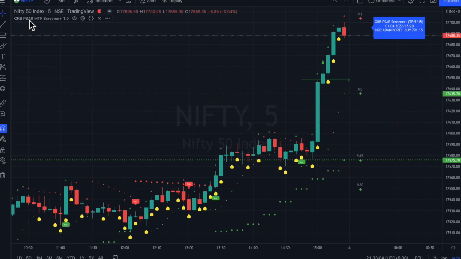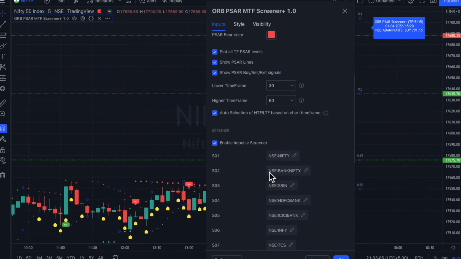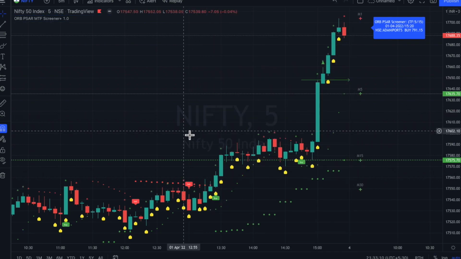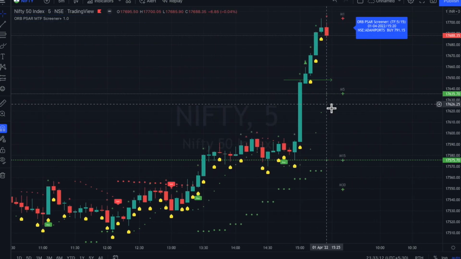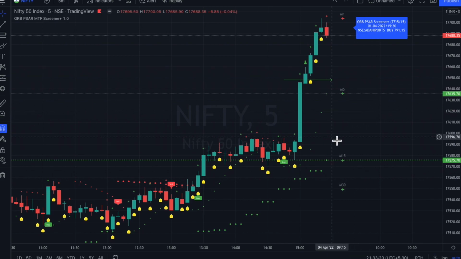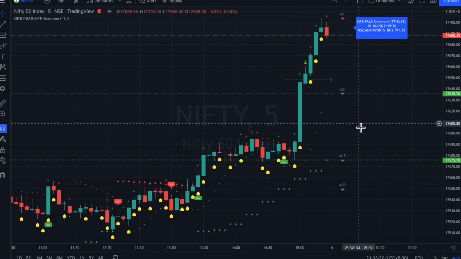So now we'll move on to the screener part of this indicator. The second part of the indicator is the screener here. Now what is the screener? This screener will take a list of 14 stocks. You can choose a list of 14 stocks and then it will screen those stocks every candle to tell you whether a PSAR breakout is happening there on the basis of the PSAR calculations.